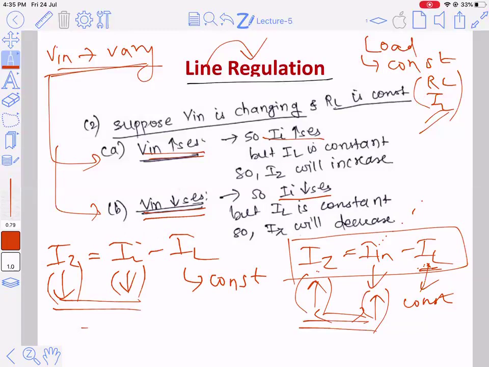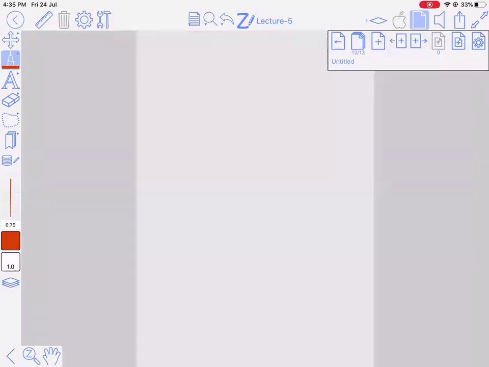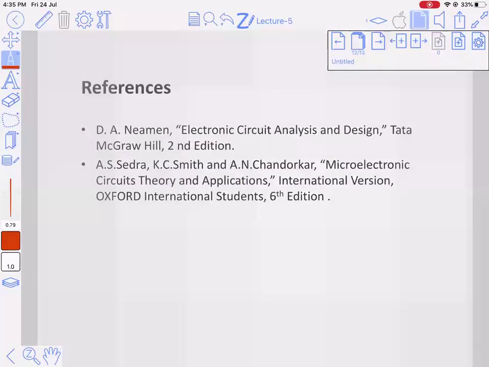So if you're asked how does Zener act as a voltage regulator, you have to explain both sides. You have to talk about load regulation, you have to talk about line regulation, and what happens in each case, how the compensation happens. For your analysis purpose, till this particular point you can refer Neaman and Sedra and Smith. These two books are there for reference of module number 1.